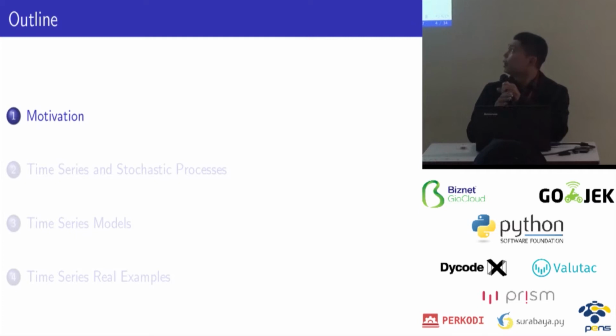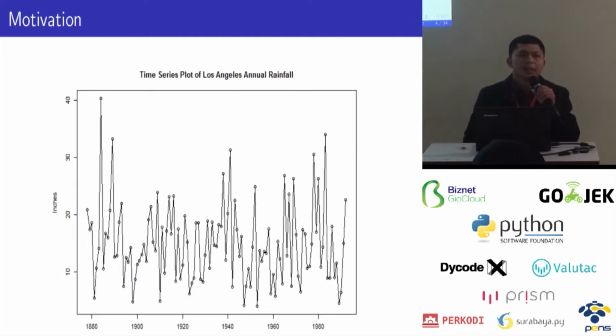First, when we talk about time series, what is time series? Time series is an observational data that is based in time. Examples of time series data are the annual rainfall, the number of sales, the airline passengers, and many things in the world. There are many time series.